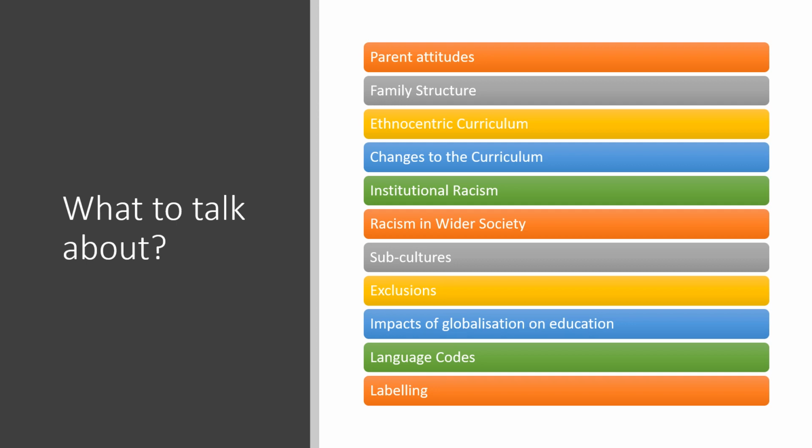particularly of parents, less so of students, because the Swann report found that ethnic minority students tend to have the same level of English as native speakers. And labelling. Labelling is a really good one, because we can talk about that for all of the three different social groups, based on gender, ethnicity, and social class, later on in other essays.